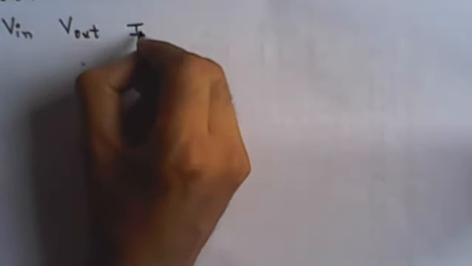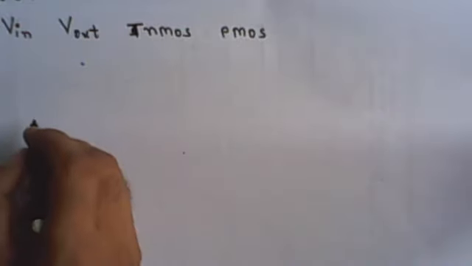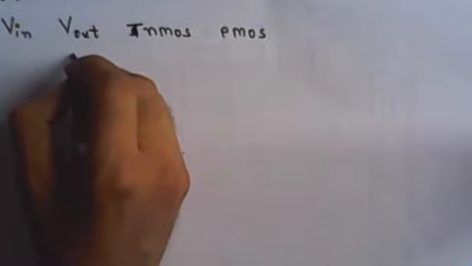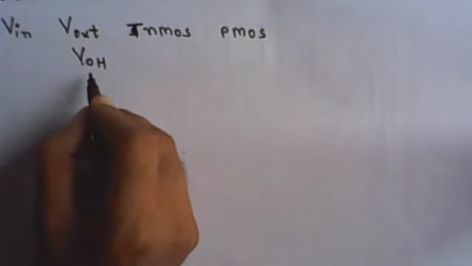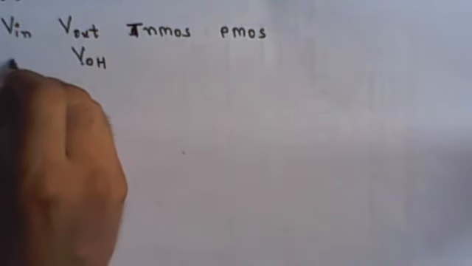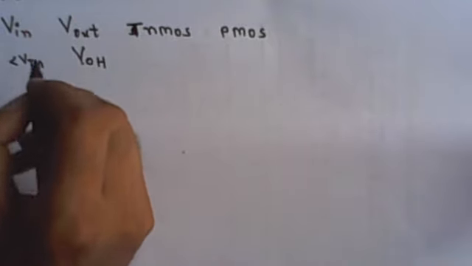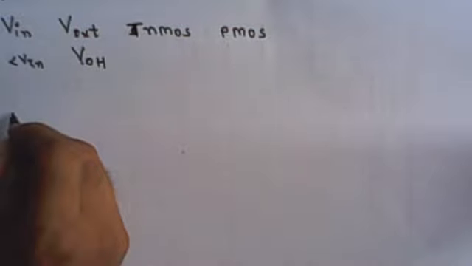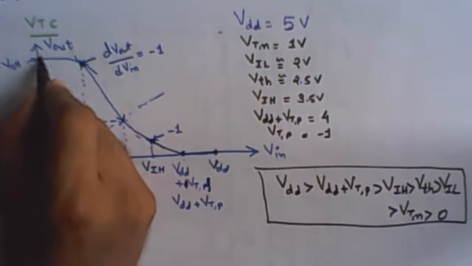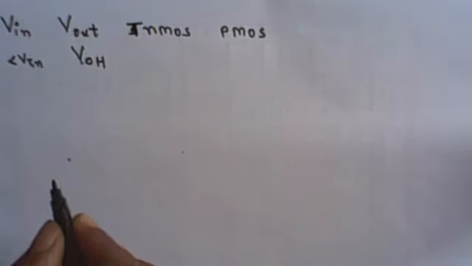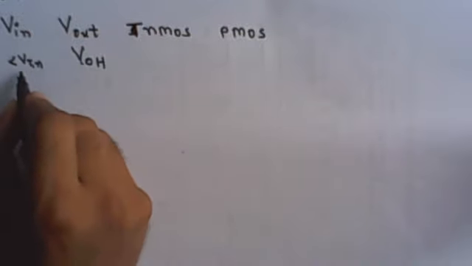Let me prepare a table: input voltage, output voltage, operating region of the nMOS, and operating region of the pMOS. Suppose we want to derive VOH, which is the maximum output voltage. When the output is VOH for any VTC, the input is less than the threshold of the nMOSFET, meaning the nMOSFET operates in cutoff, right? So when the input is less than the threshold voltage, we get the maximum output. So the first condition is that the input is less than the threshold of the nMOSFET. In that case, we get the maximum output, and it is.